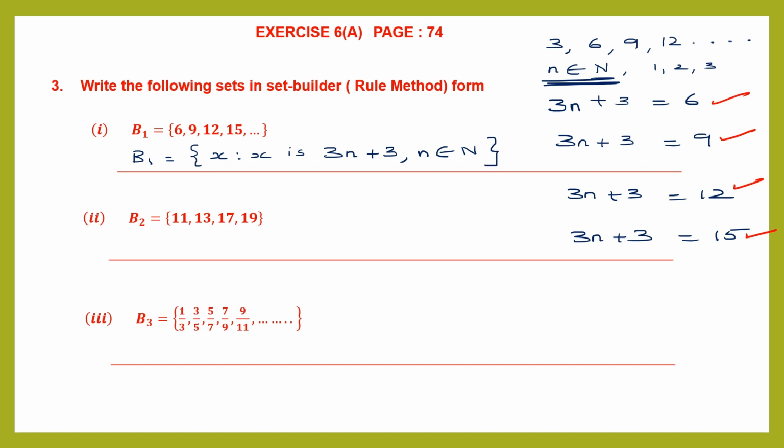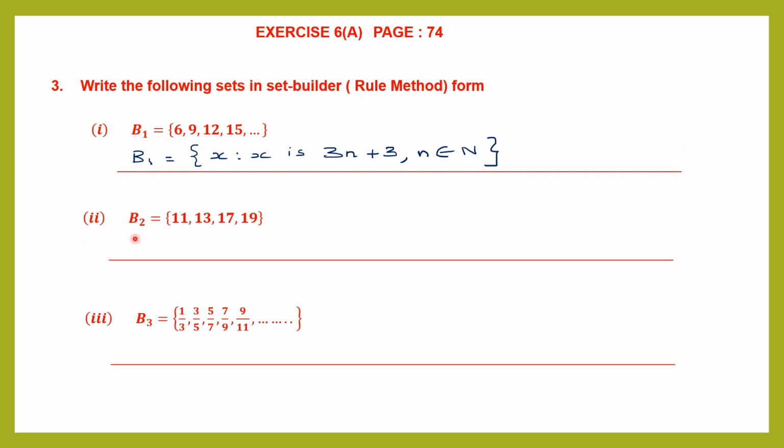And now close brackets. So this becomes our set builder form. X is such that X is 3n plus 3 and n belongs to natural numbers. That means I can start by writing n as 1. I can put 1, 2, 3, 4 and so on. And when I multiply by 3 and add 3, I will get this. So this is my first answer.